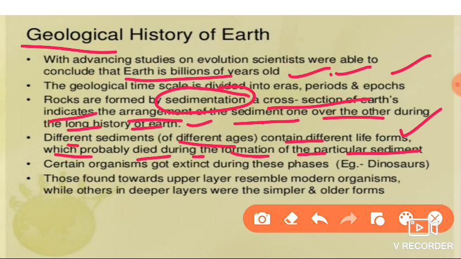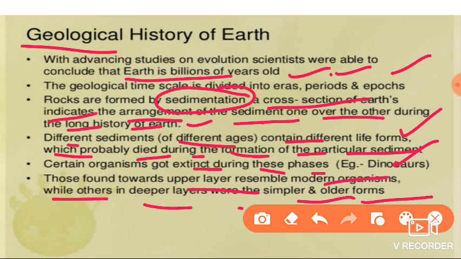Certain organisms became extinct during these phases. For example, many organisms like dinosaurs died during these phases. In a particular sediment, there is the death of dinosaurs. If you take the sediments, you can find different life forms that died at a particular time. Those found in the upper layers resemble modern organisms, and if you move to the deeper layers, you will find simpler and older forms. If you find evidence in the upper layer, it means those organisms are modern.